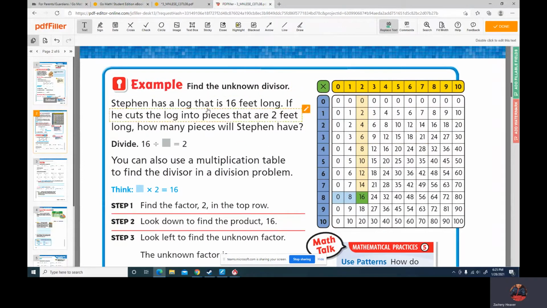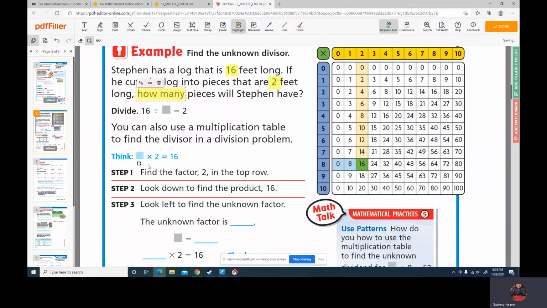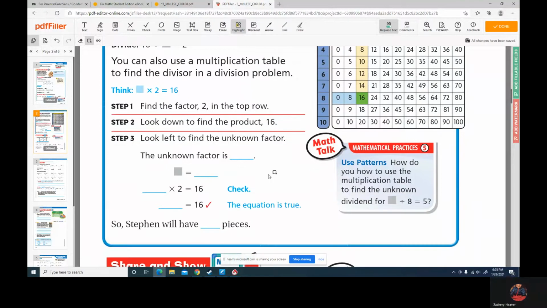So Stephen has a log that is 16 feet long. If he cuts the log into pieces that are 2 feet, how many pieces will he have? So we have 16 divided by what equals 2? Well, we're going to go over to our 2 and go all the way down until we find 16 and then go over again. So we know the unknown factor is right here, it is 8.